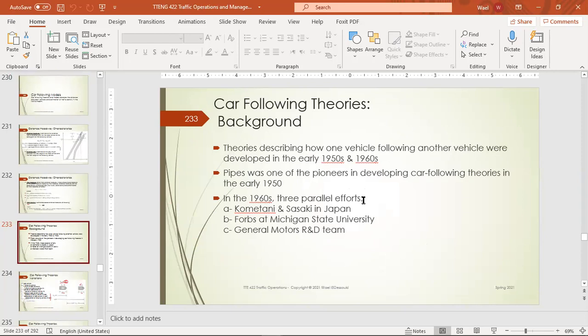Then we went on to have some background on the car following theories, and we mentioned that it started in the early 50s and 60s, and the first pioneers was the work with pipes, okay, then it's followed by Forbes and General Motors family of models.